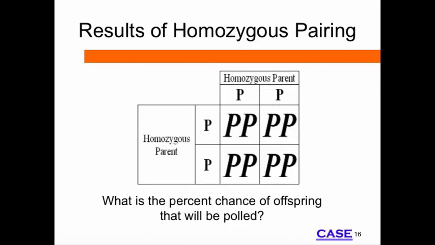Each potential combination results in homozygous polled offspring, since all possible combinations result in two capital P's. Therefore, the predicted percentage of polled offspring is 100%. If the parent crossing produced 100 new offspring, all 100 would have the phenotype polled trait.